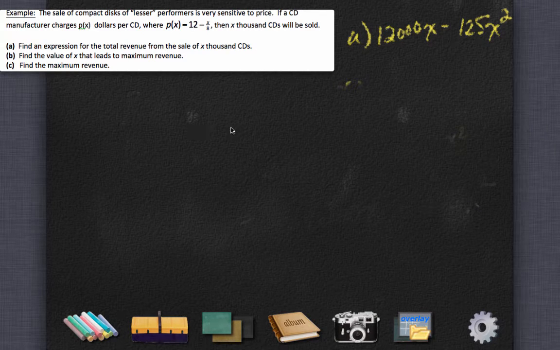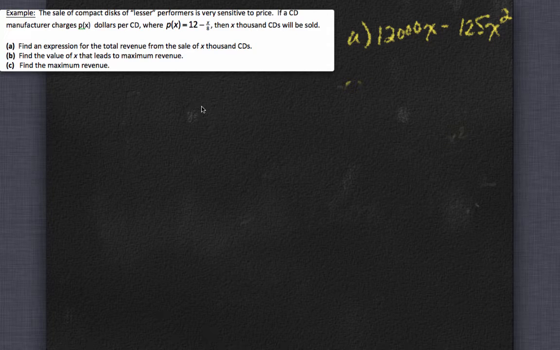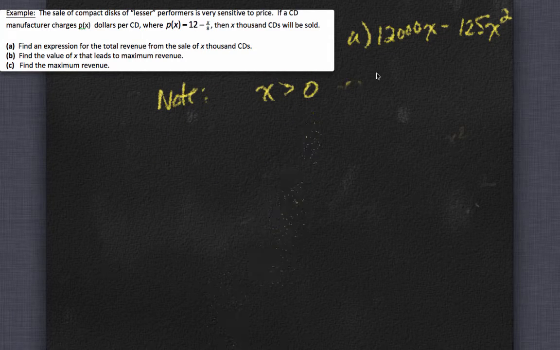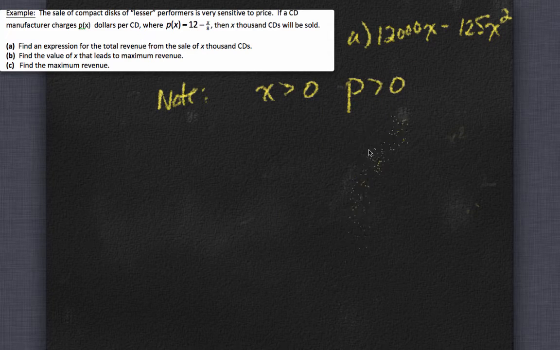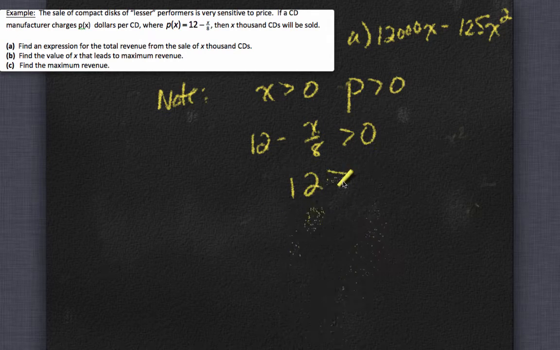Okay, so B, we want to find the maximum revenue. So we need to consider domain. I need to have the quantity be positive. So note, the quantity has to be positive, so x has to be positive. Also, the price has to be positive. I'm not going to give it away free. Generally, we'd set that greater than the cost per CD, but we don't have that, so we'll just do greater than 0. So 12 minus x over 8 greater than 0. 12 greater than x over 8.